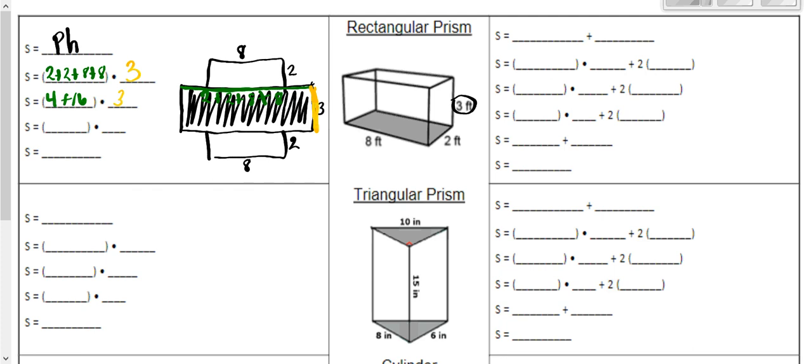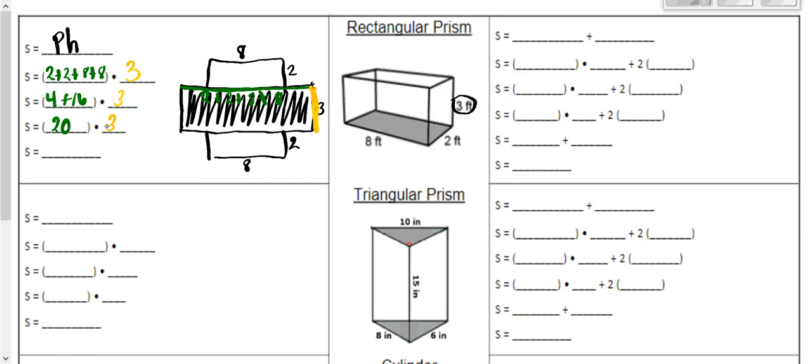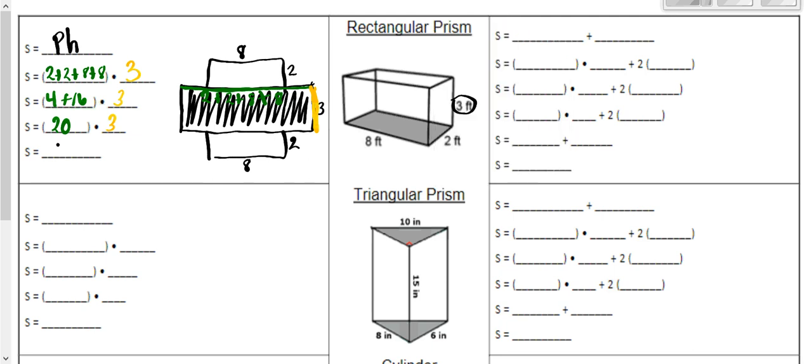Okay, and we can even simplify that a little bit more. 16 and 4 make 20. And then I have 3, so I'm really just taking my perimeter of my base, which is 20, and multiplying that by 3. So my surface area is just going to be 60. And I'm going to label this as feet squared. Okay, so this is my lateral surface area, but now we're going to move on and find our total surface area.